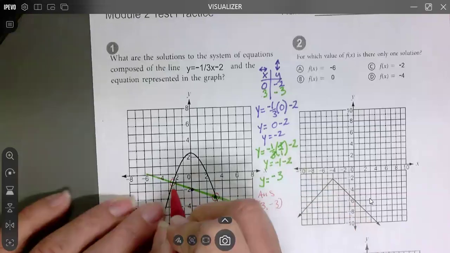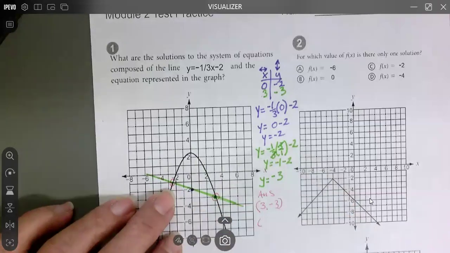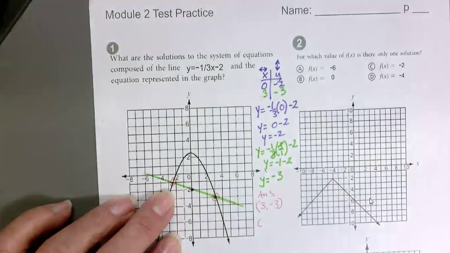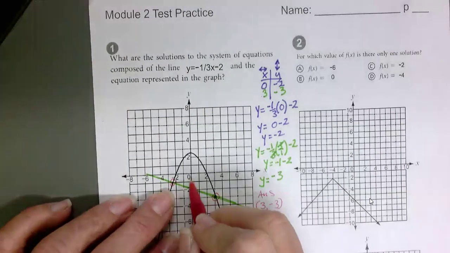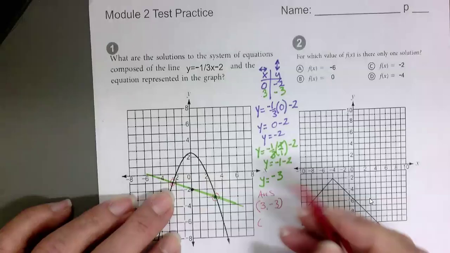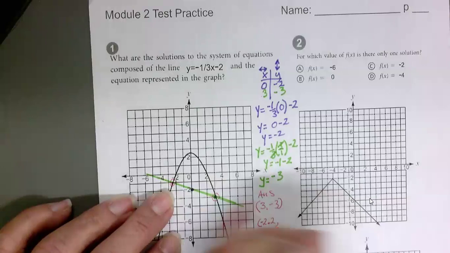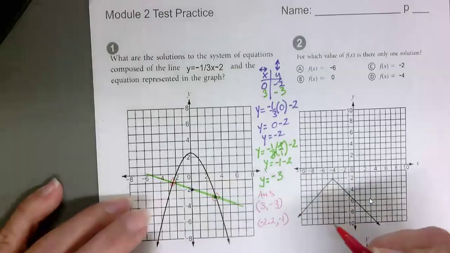And then this point right here is not as easy to figure out. So I'll estimate. On your test, it is perfect, it hits on a point that is easy to give the coordinates for. But for this one, I'm going to say that we're a little over negative 2. So I'll go negative 2.2 maybe. And then we're coming down negative 1. And so that would be your answer for that one.